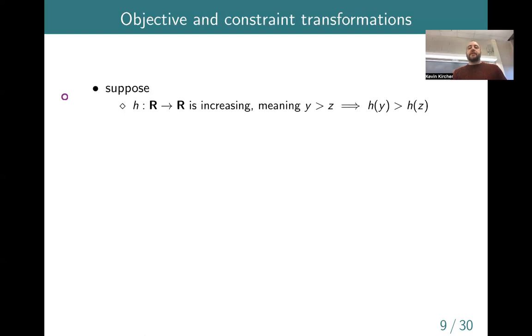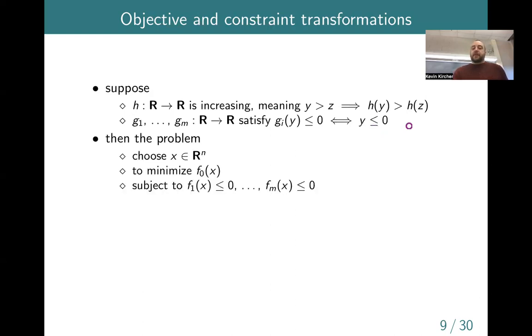Okay, so we can also do transformations on the objective function or the constraint functions. So suppose we have some function h that is increasing, which means that if some value y is bigger than z, so y is 10 and z is 3 or whatever, then h of y is always going to be bigger than h of z. And suppose we have a bunch of functions g_i such that g_i of y is non-negative whenever y itself is non-negative.